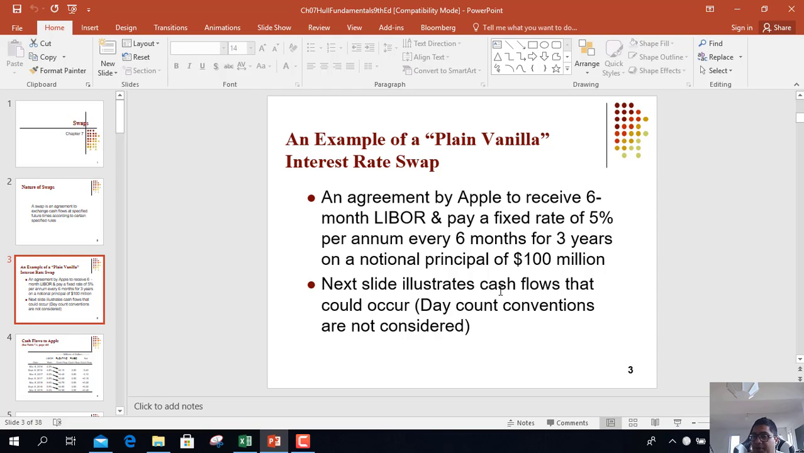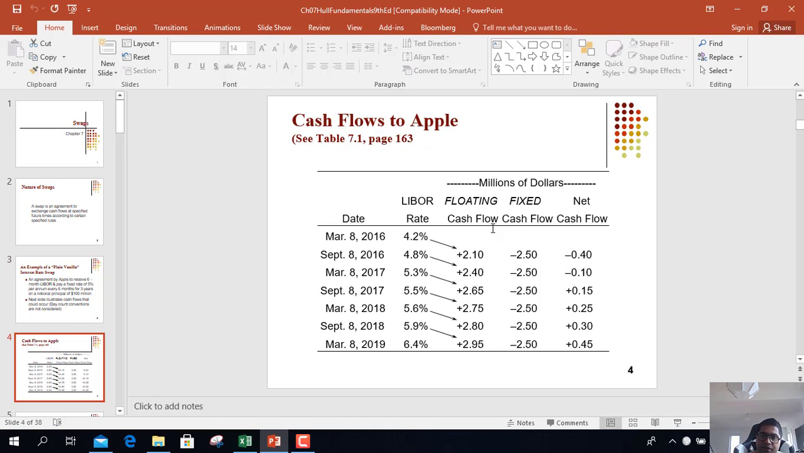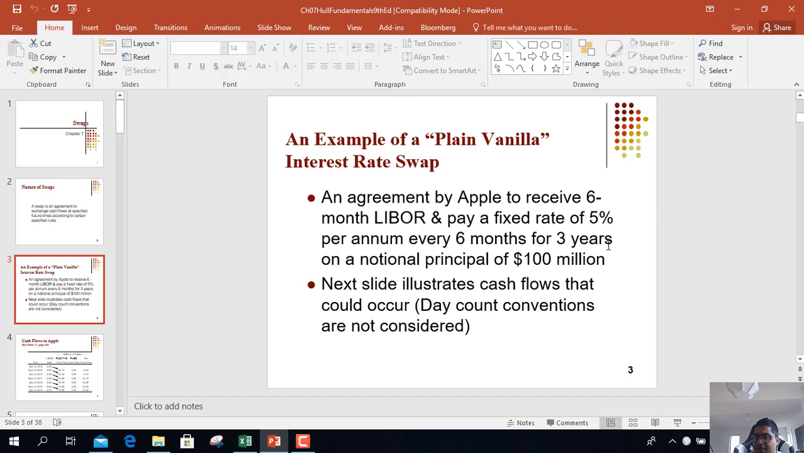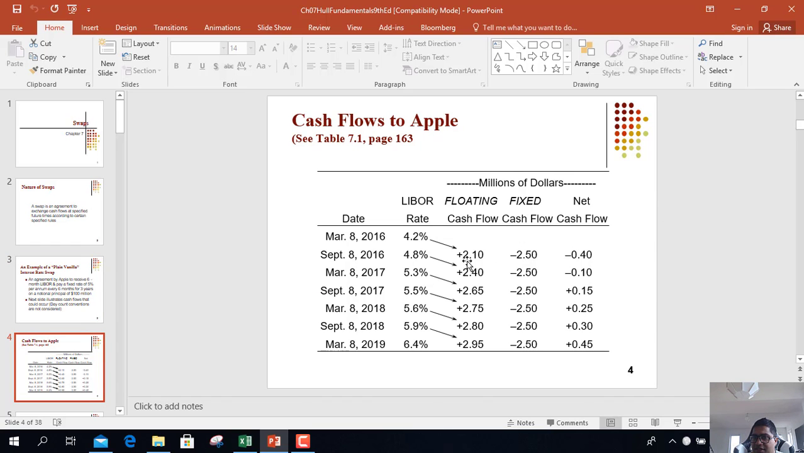So what is Apple doing? Apple is paying fixed and receiving floating, so it is converting its fixed rate into floating. So how will it work? Cash flows to Apple: if LIBOR is 4.2%, it will pay a fixed 5% divided by 2, so 2.5%, and it will receive floating of 2.1%. The net cash flows they have calculated are 0.4 million, 0.1 million, 0.15 million, 0.25 million, 0.3 million, 0.45 million. Whatever floating cash flow is there, you need to calculate that.